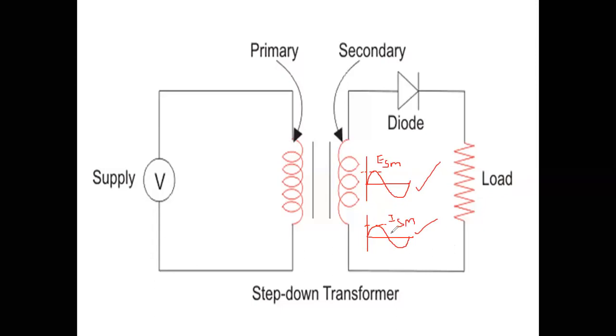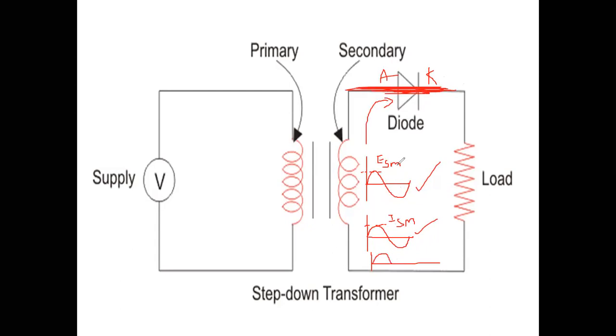But see one thing: during the positive half cycle of current, the diode is on. Why? Because during the positive half cycle, this is the direction of current. Current enters from the anode and leaves from the cathode. So the diode is in short circuit manner, and I can assume it as a short circuit. So current will become maximum. This is the value of current during the positive half cycle.